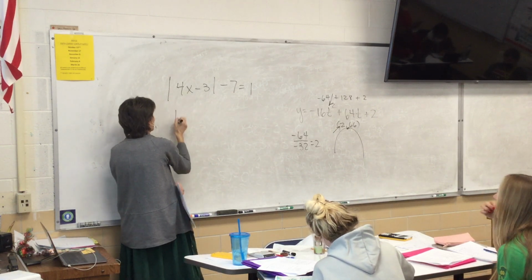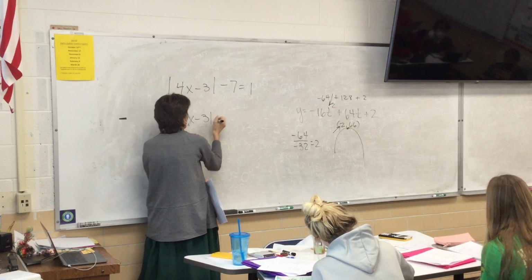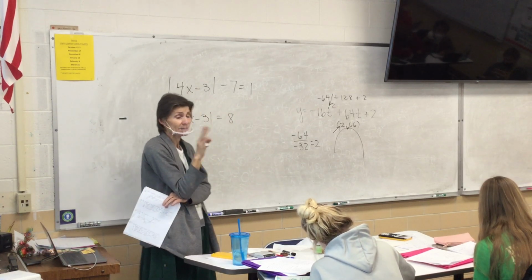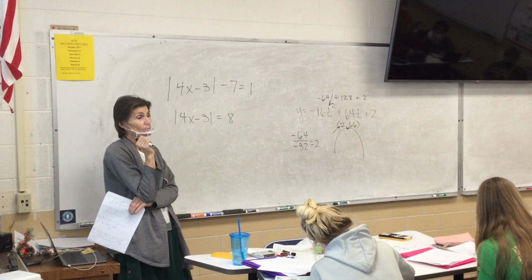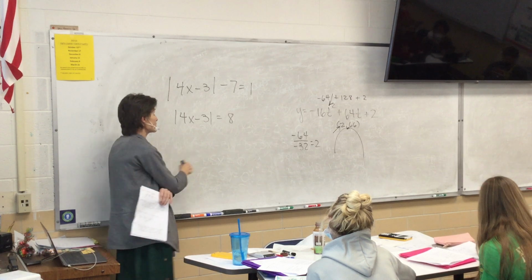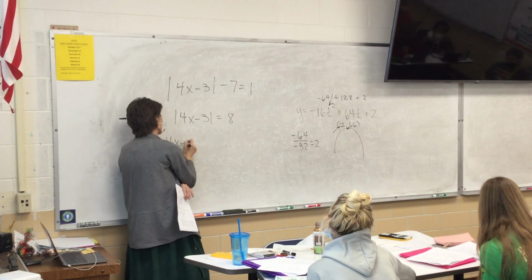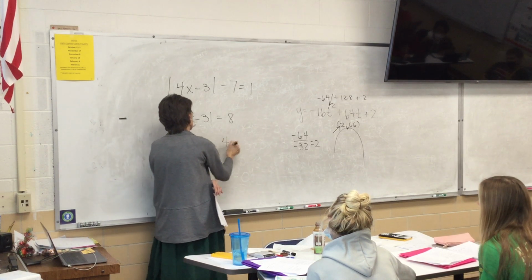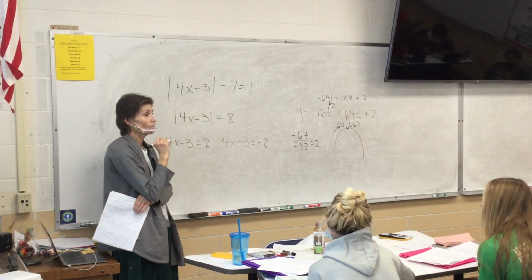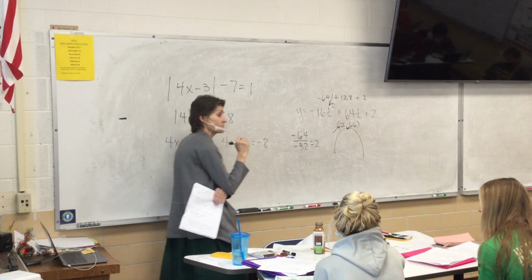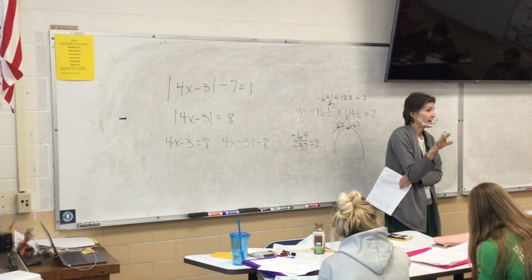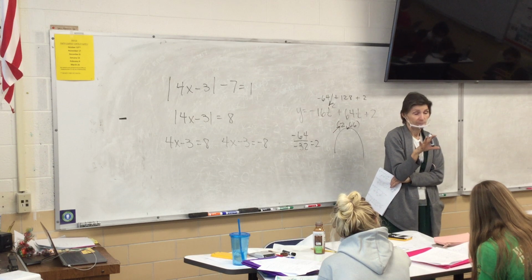First thing, the 7's got to go to the other side. No matter how you solve it, that's how you got to start. You got to get that moved to the other side. The Algebra I students are all going to write 4x minus 3 equals 8, 4x minus 3 equals negative 8. And they're going to solve those two equations, and that's going to be the answer. We're going to leave it at that. Get it done.